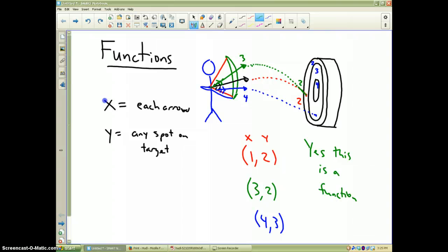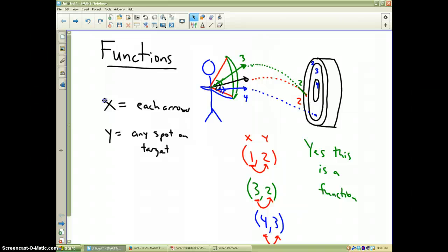The reason this is a function is because each different x value, which I'm underlining in red, has a different or unique y value. And I know that's hard to understand from my picture and what I drew. But if you've got 3 different arrows or 3 different x values, they can hit the target in different places.